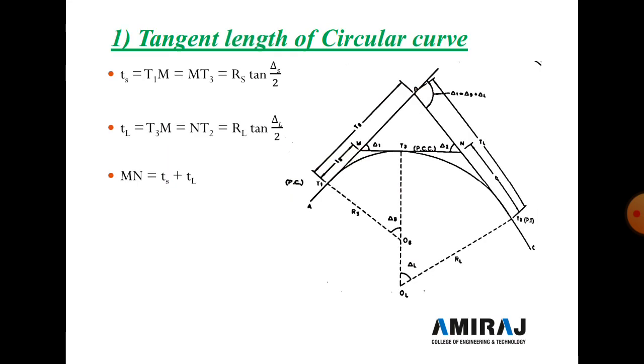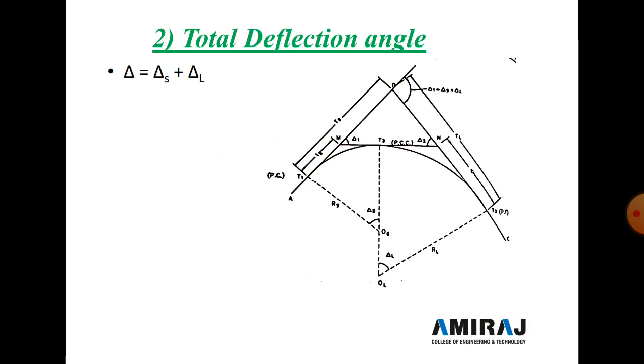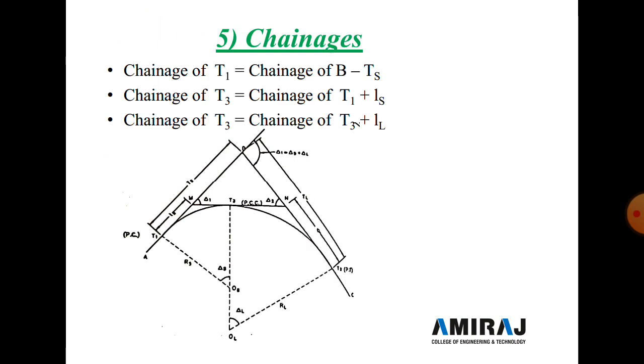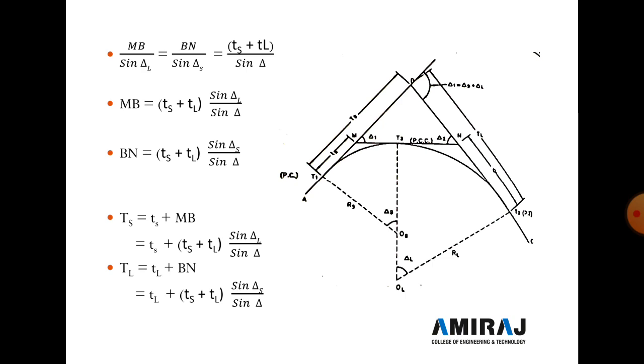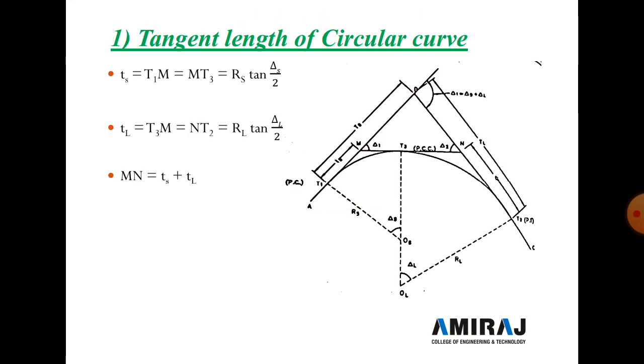In the next lecture we will discuss the tangent length of the curvature. We continue our topic and finish the chapter today. So here is the tangent length of the circular curve. This one is a circular curve. So ts is equal to T1M, which is equal to MT3, which is equal to RS tan delta S by 2.